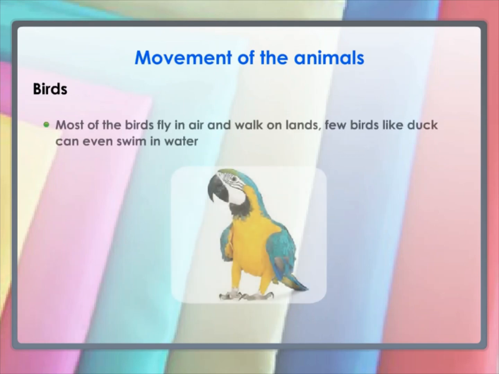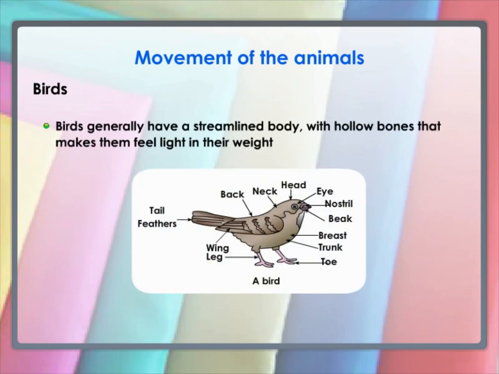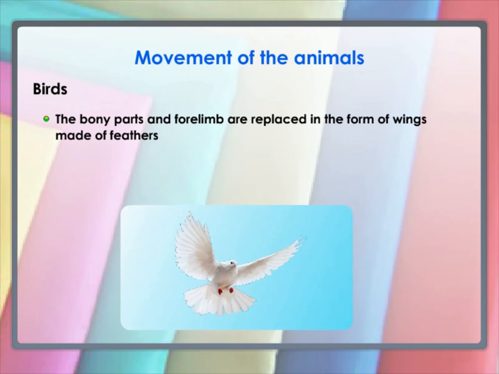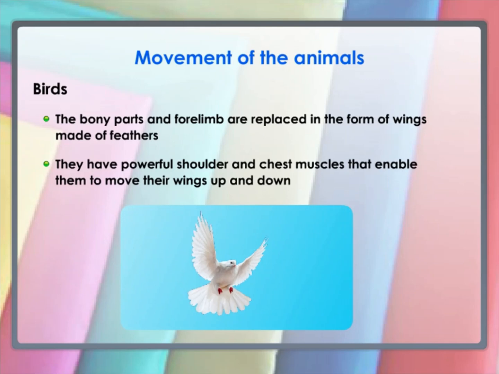Birds. Most of the birds fly in air and walk on land. Few birds like duck can even swim in water. Birds generally have a streamlined body with hollow bones that make them feel light in the weight. The bony parts and the forelimb are replaced in the form of wings made of feathers. They have powerful shoulders and chest muscles that enable them to move their wings up and down.